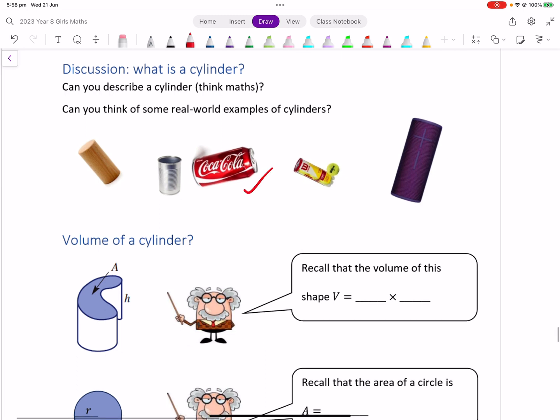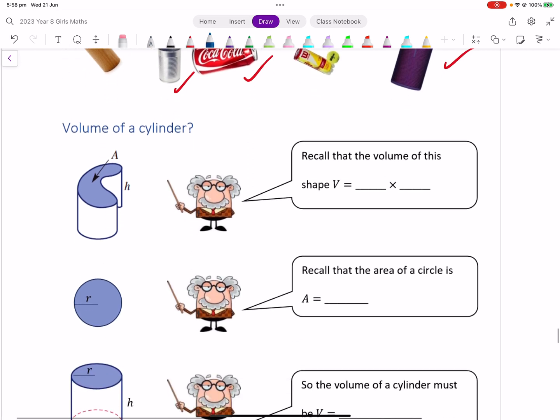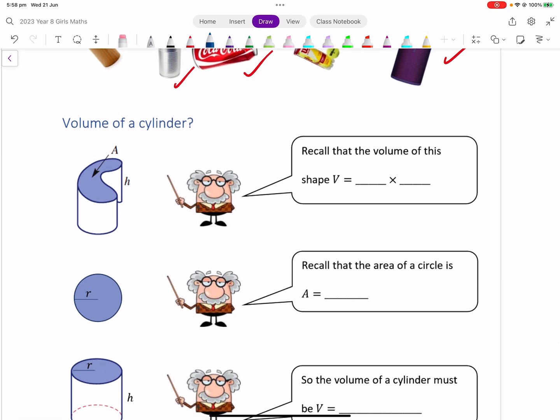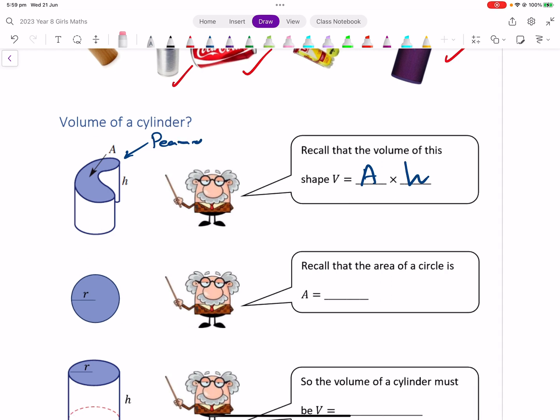Coke can, boom, can of whatever. So you'll remember that when we were calculating the volume of a prism, it was volume is A times H. Yeah, so for a shape like this guy, as long as he has a constant cross-section, so let's call him a peanut prism, as long as he has a constant cross-section, then the volume is going to be A times H.